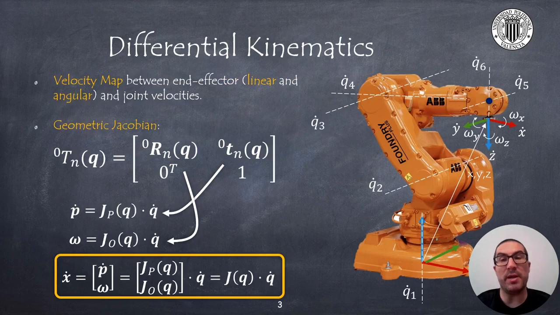In differential kinematics, we can obtain a velocity map between the end effector, expressed in linear and angular velocities, and the linear or angular joint velocities. The geometric Jacobian J is the matrix that relates those velocity vectors, as can be seen in the formula highlighted below. This matrix is obtained from the linear and angular velocities that arise after deriving the elements of the end effector transformation matrix.